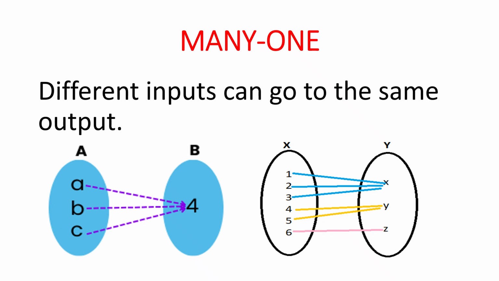In many to one function, two or more inputs give the same output. In this example, three different inputs A, B and C are mapped to the same output 4.